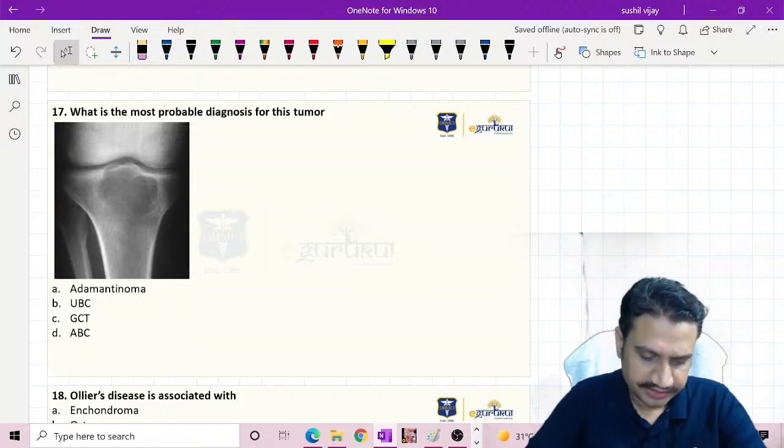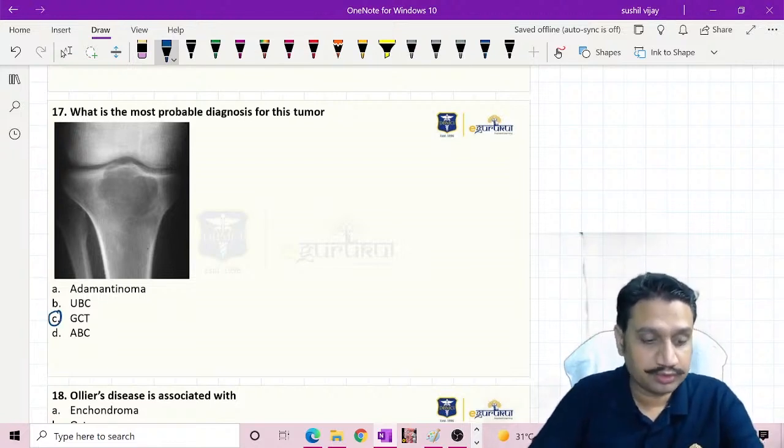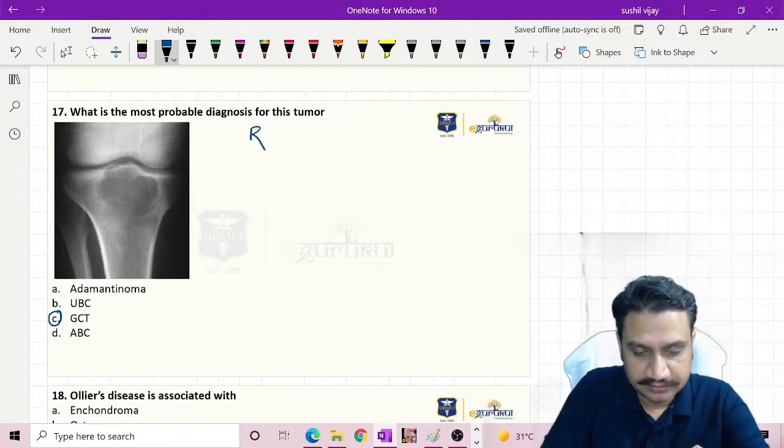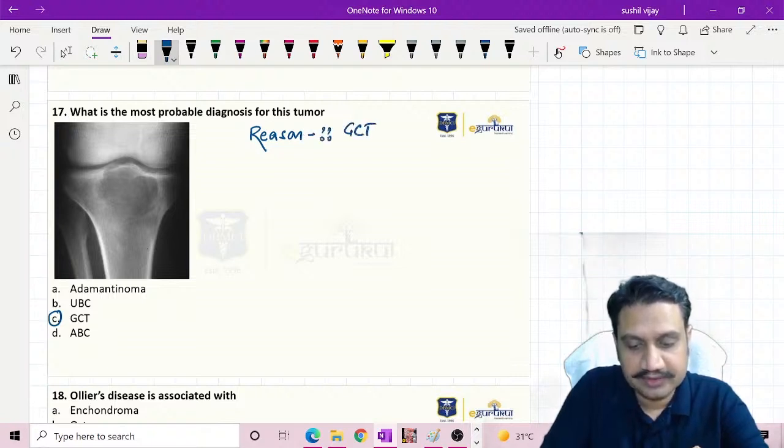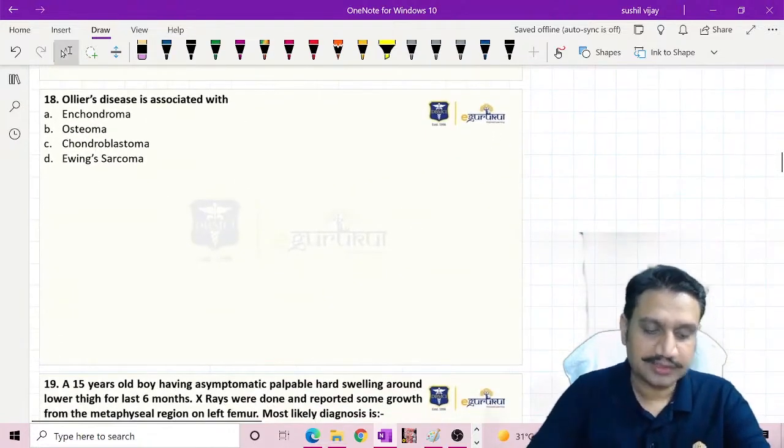Yeah, C, GCT, but there is no soap bubble. Most of you are saying C, but why GCT? What is the reason? Reason bolo. Reason batao. Why is it GCT? Because it is epiphyseal. And we know that adamantinoma and all other tumors are at other locations. Very good. Now what is Ollier's disease?